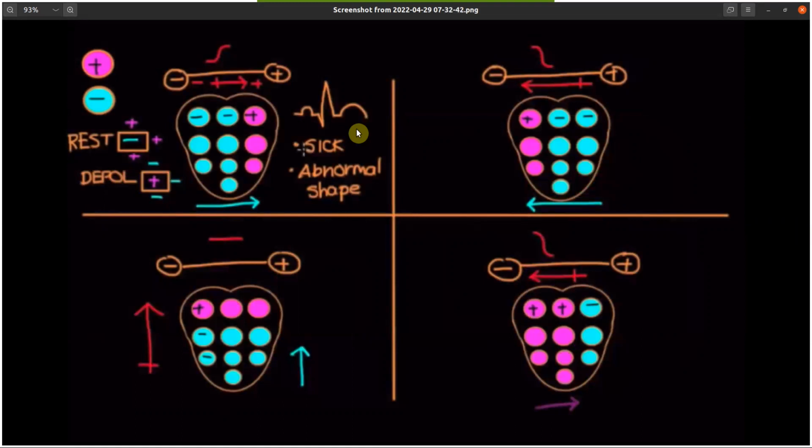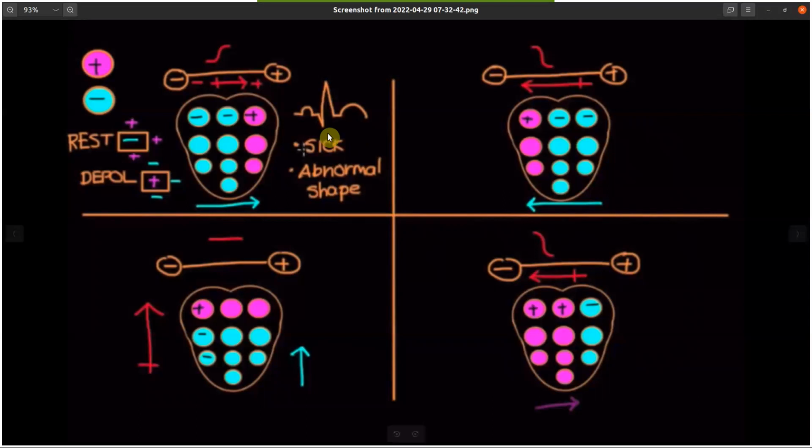And so these are the waves of depolarization and repolarization, and here we have the two nodes that will measure the wave of depolarization. If it goes from the left to the right, it will be an upwards wave, and if it's the other way around, it's downwards.